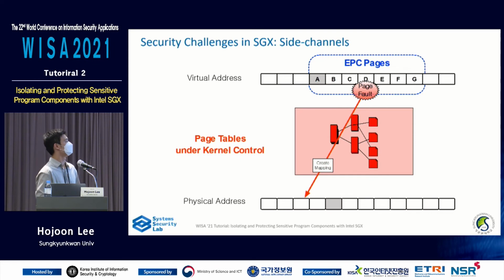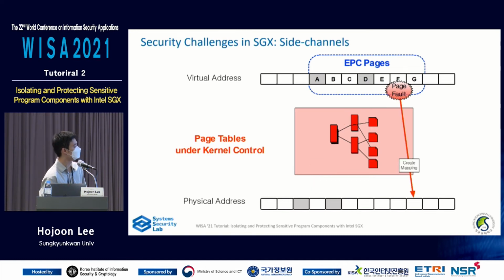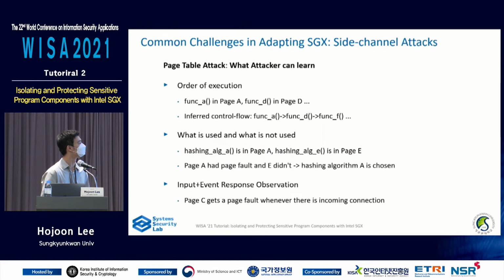So if there was a page fault on page A, then you know that page A was just accessed by the enclave code, right? Then you wait a little, then you find that D was accessed after A, and so forth. So as a result, attackers can learn a lot of things.